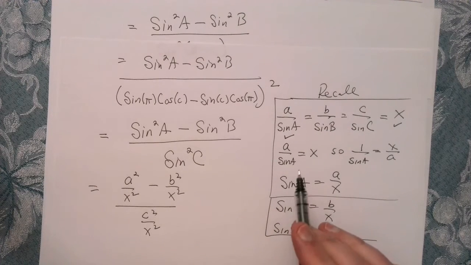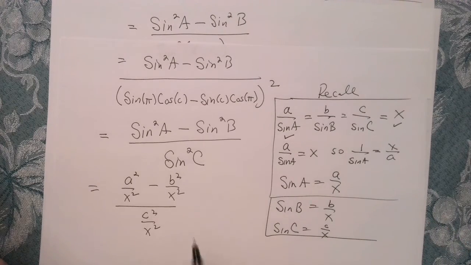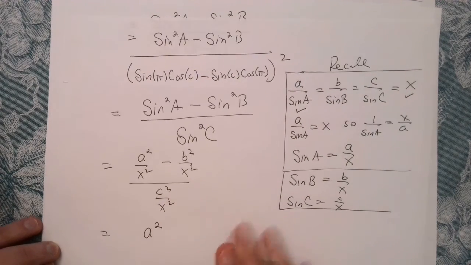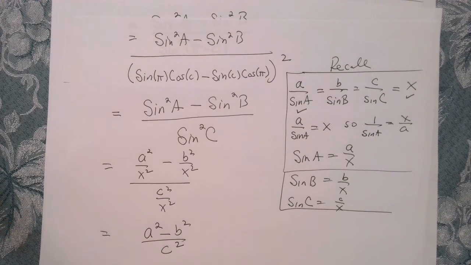Okay, so none of these are zeros because we're assuming we're dealing with a meaningful triangle, so I don't have to worry about dividing by 0 with x. And so I'm just going to multiply the top and the bottom by x squared here to get rid of the complex fractions. And that gives me a squared minus b squared over c squared. So that's pretty good. Okay, so a little bit of a journey to get here, but now we can take the left side, take the right side, and hopefully solve algebraically.